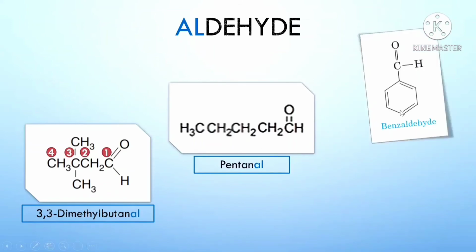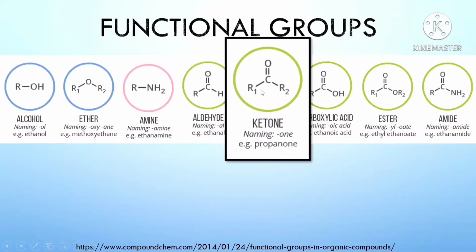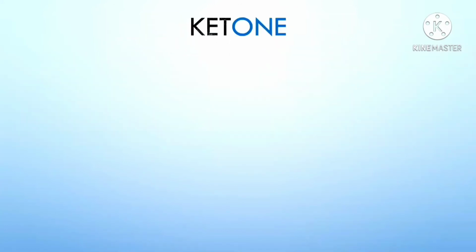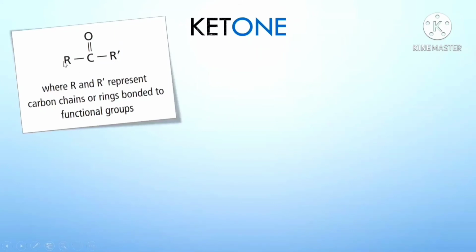This aromatic aldehyde is called benzaldehyde. The functional group of a ketone is a carbonyl group bonded to two carbon atoms. The general formula is R C double bond O R prime, where R and R prime represent carbon chains or rings bonded to functional groups.